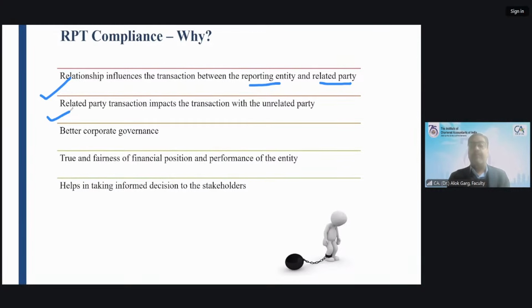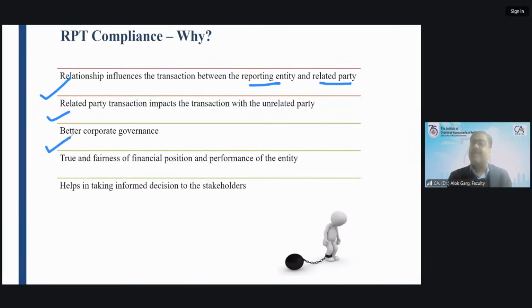So now B Limited has control over A Limited. B Limited told A Limited, listen, you don't have to purchase this raw material from C Limited. You have to purchase the raw material only from me, right? So this is how the relationship between B Limited and A Limited also impacts the transaction with the unrelated party, which is C Limited. Okay.